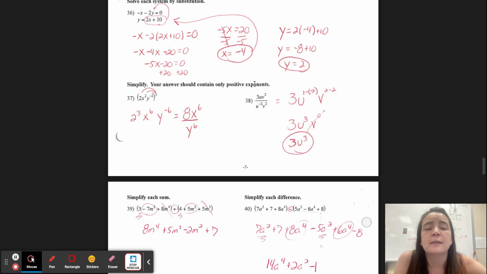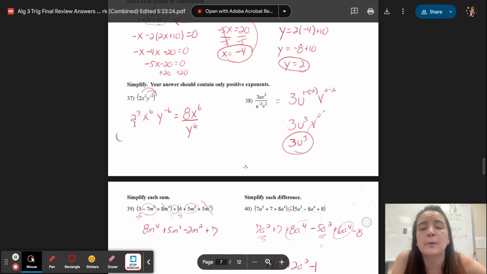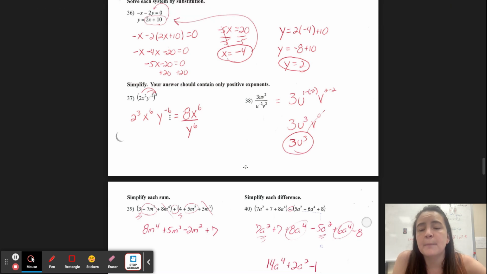You must have positive exponents. So if I have a negative exponent, this whole thing is over 1. It must flip. So this is going to go to the bottom. I did calculate 2 to the third power is 8, and I only flipped the y because that's the only one that has a negative. So it goes down here.